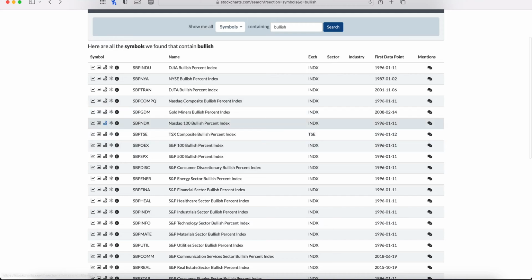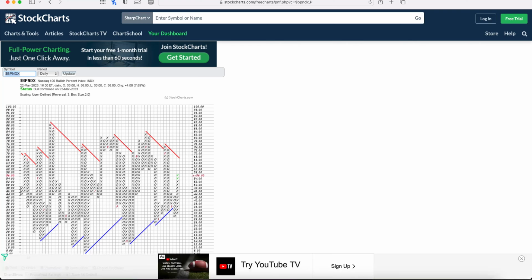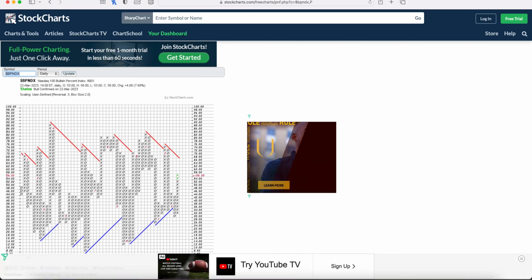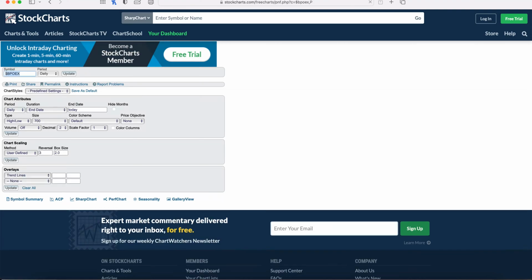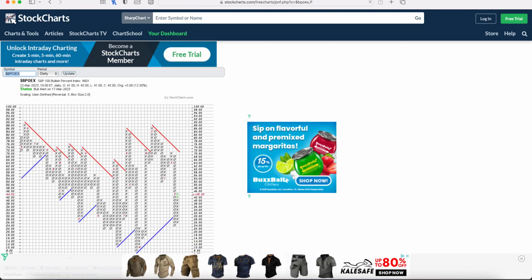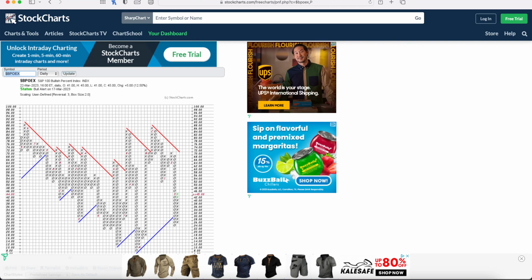Then you get to the more volatile ones. The NASDAQ 100 is cranking right along to the upside, and the S&P 100 is also moving to the upside today, but 12.5% to the upside. So that's a big move. So isn't that interesting? It is to me.